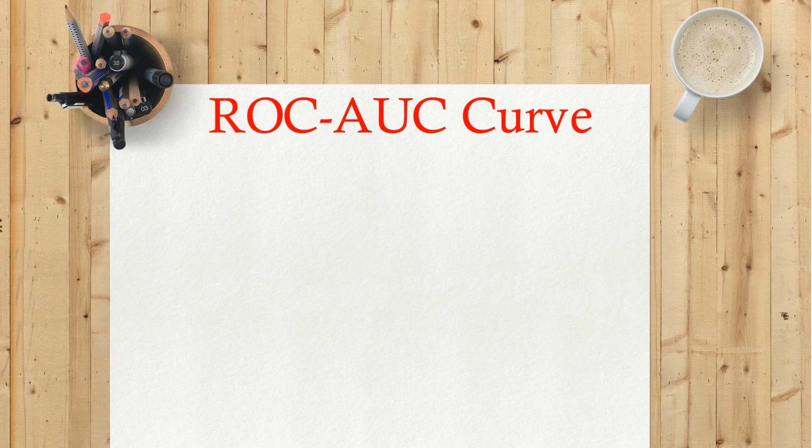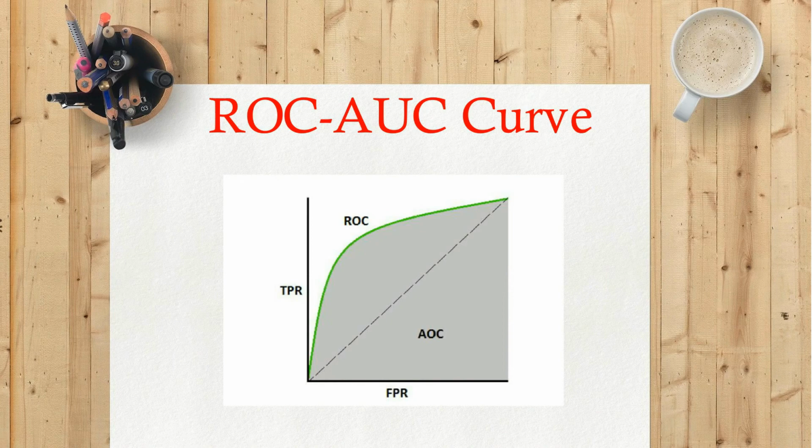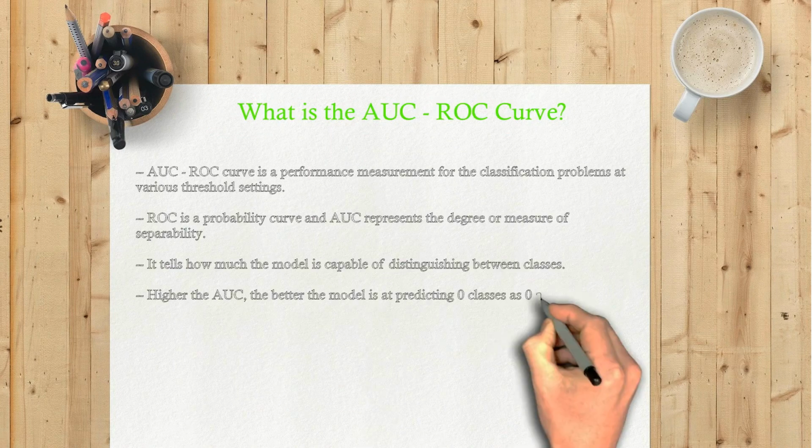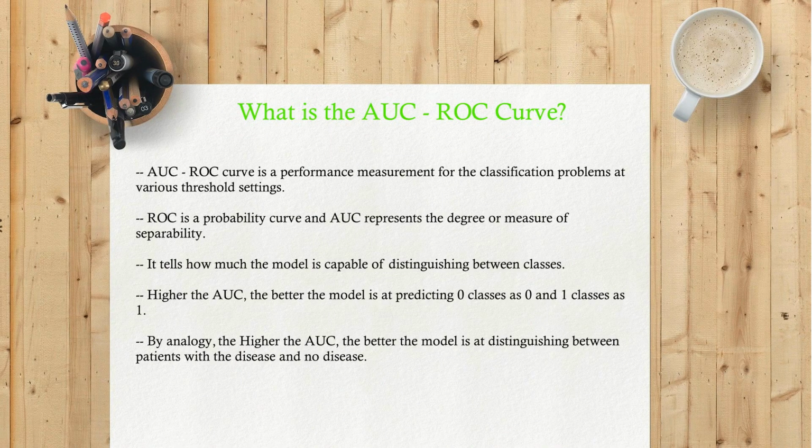ROC AUC curve. What is the AUC, ROC curve? AUC, ROC curve is a performance measurement for the classification problems at various threshold settings. ROC is a probability curve, and AUC represents the degree, or measure of separability. It tells how much the model is capable of distinguishing between classes.